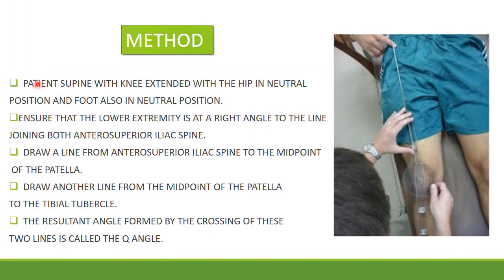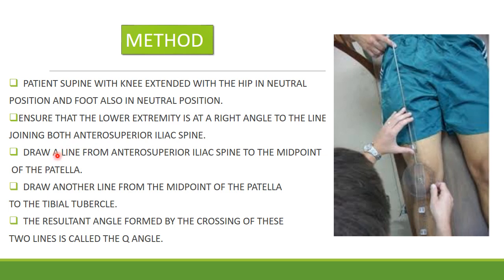Method. The patient will be in the supine position with the knee extended, the hip in neutral position, and make sure the foot is also in the neutral position. You can see the knee is extended, the hip is in the neutral position, and here you cannot see the foot position, but make sure that the foot is also in the neutral position. Ensure that the lower extremity is at a right angle to the line joining both ASIS, so your lower extremity should be at a 90-degree angle with the anterior superior iliac spine.